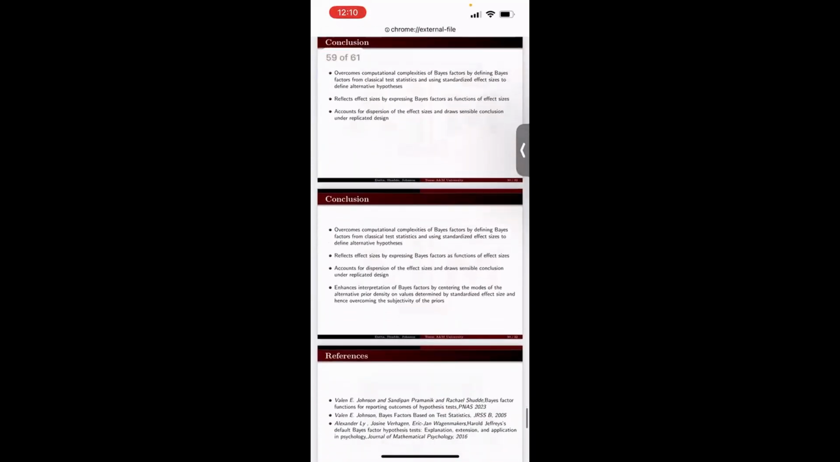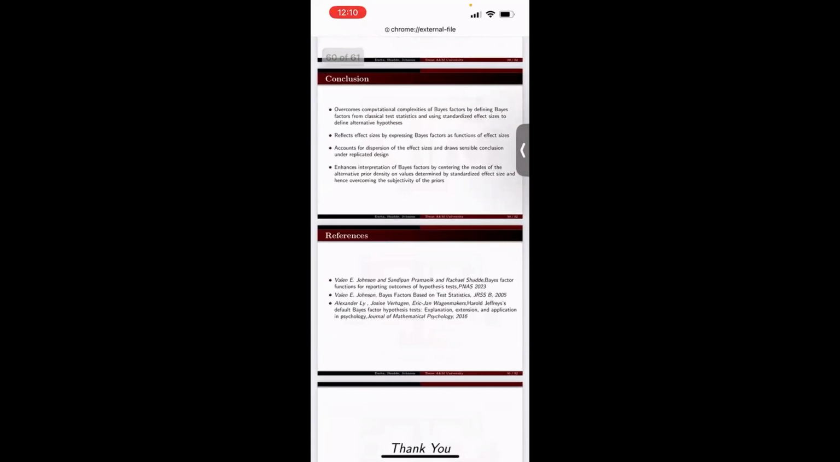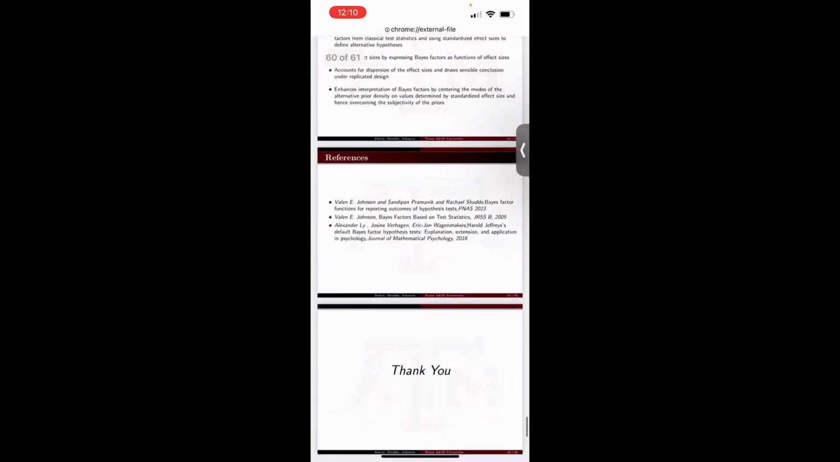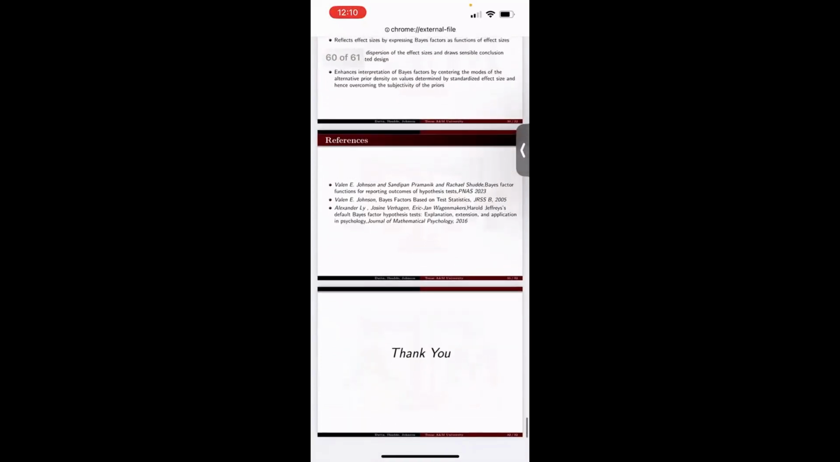We could effectively take into account the variability and the dispersion of the effect sizes, and that helps us extend the idea of Bayes factor for replicated studies. We also enhance the interpretation of the Bayes factor, because we could remove the subjectivity of prior specifications, since we specify the prior models on the standardized effect sizes. And under the null distribution, we do not have to specify any priors. So these are the references. It is on arXiv. There are a few more examples.